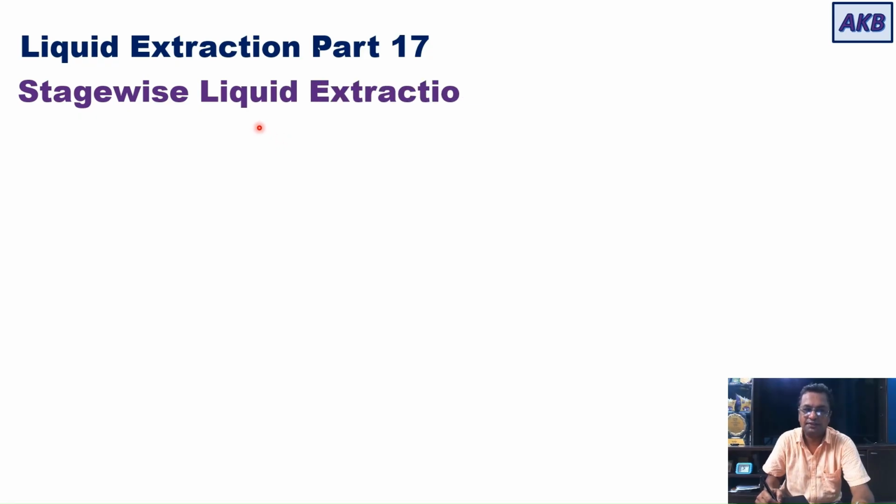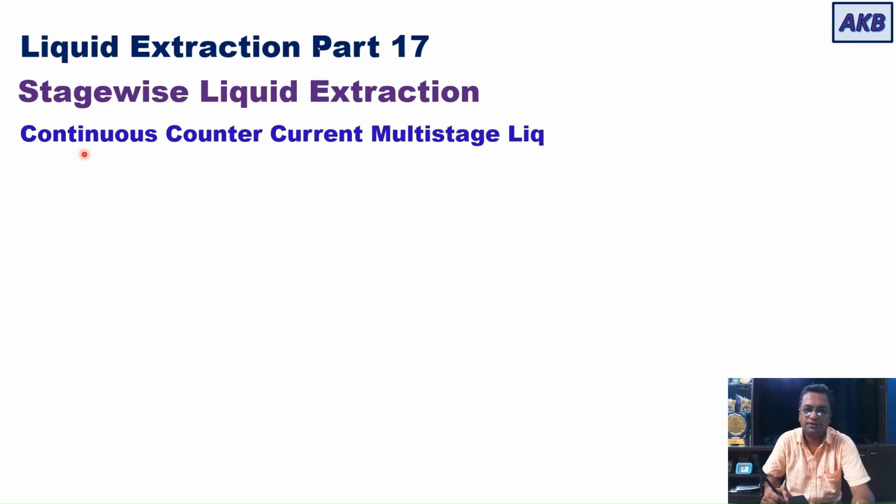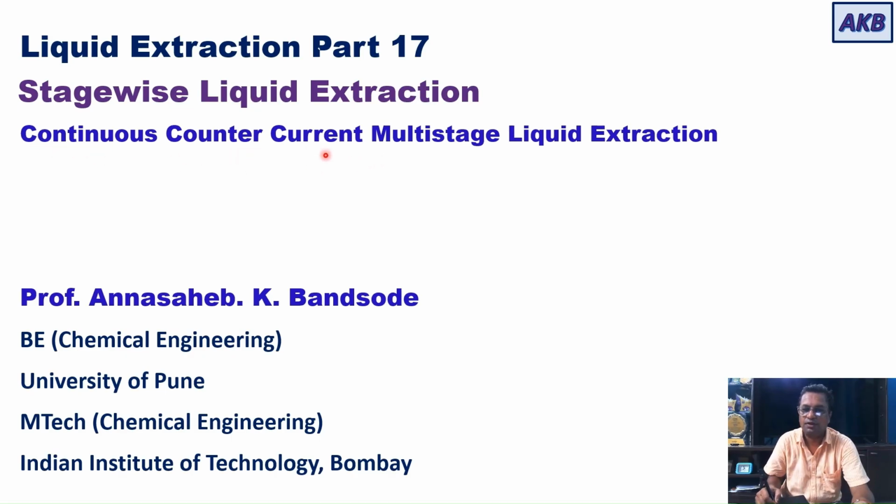In this 17th part of my discussion on liquid extraction, I will continue discussing stage-wise liquid extraction, but this time I will be discussing continuous counter-current multi-stage liquid extraction. So it is a continuous operation. It is carried out in a counter-current manner where the extract and raffinate phases are flowing counter-current to each other and multiple stages are involved in it. So it is a continuous counter-current multi-stage liquid extraction. So let us start the discussion.